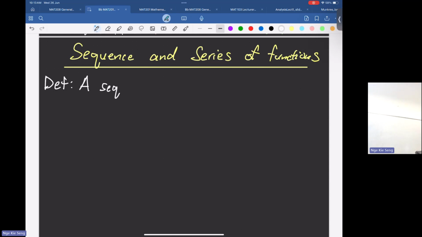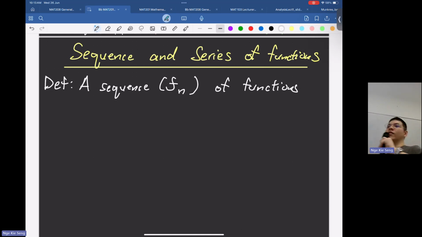So last time we used an to denote our sequence. But now you can use fn because you have a sequence of functions: f1, f2, f3, f4, f5, f6. So what is a sequence of functions?